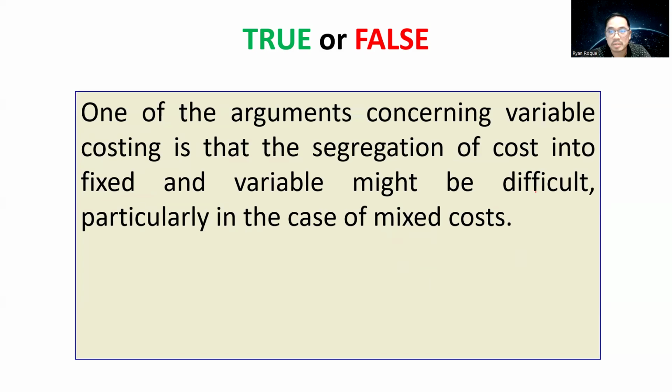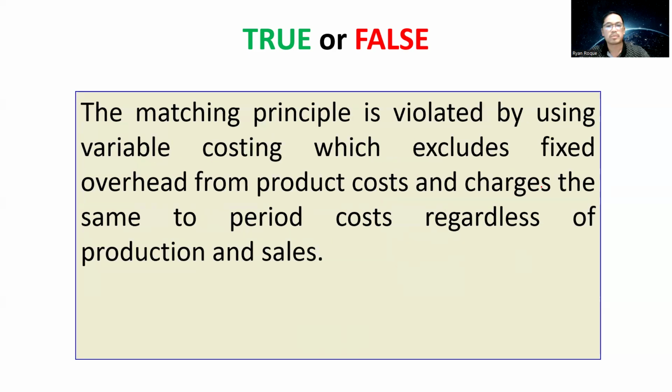One of the arguments concerning variable costing is that the segregation of costs into fixed and variable might be difficult, particularly in the case of mixed costs. The answer is true. We have to make use of either the high-low method, the scatter graph or scatter diagram, or the linear regression or least squares method. Okay, so the answer is true.